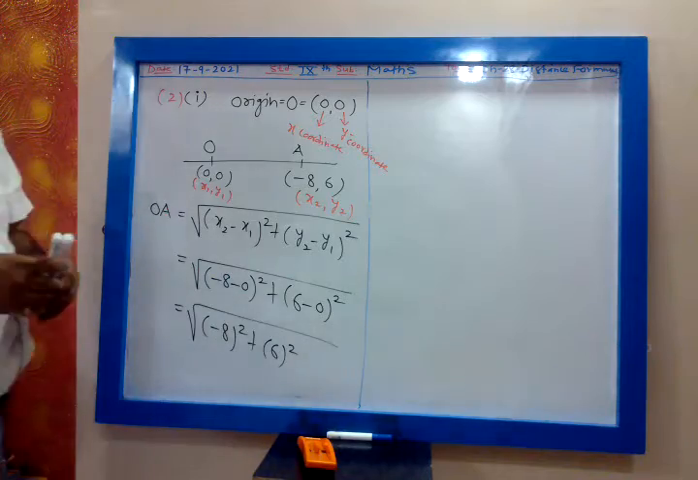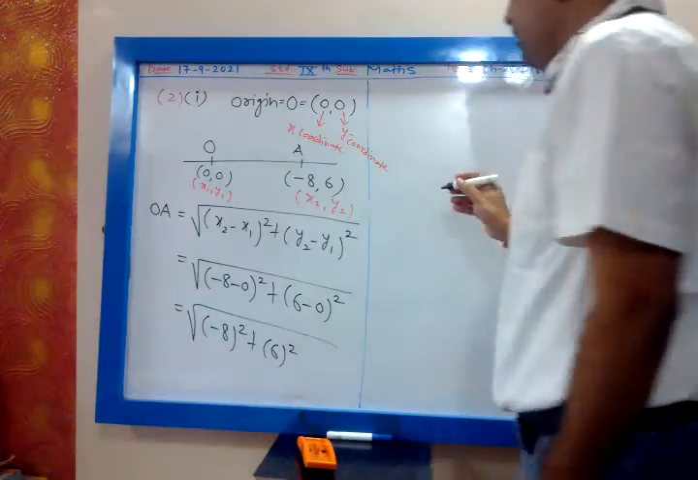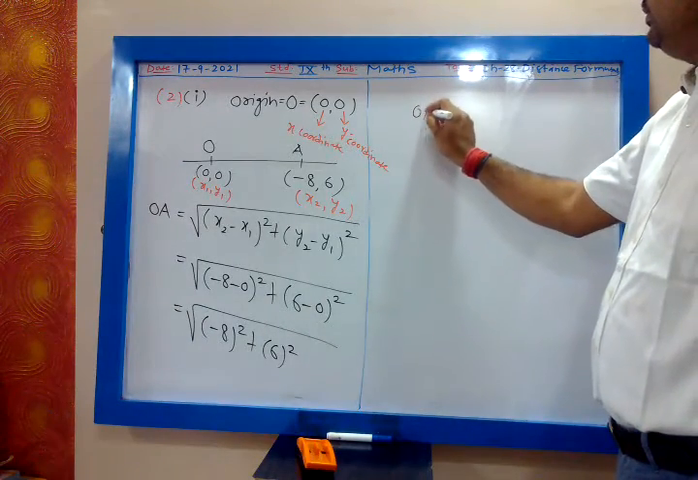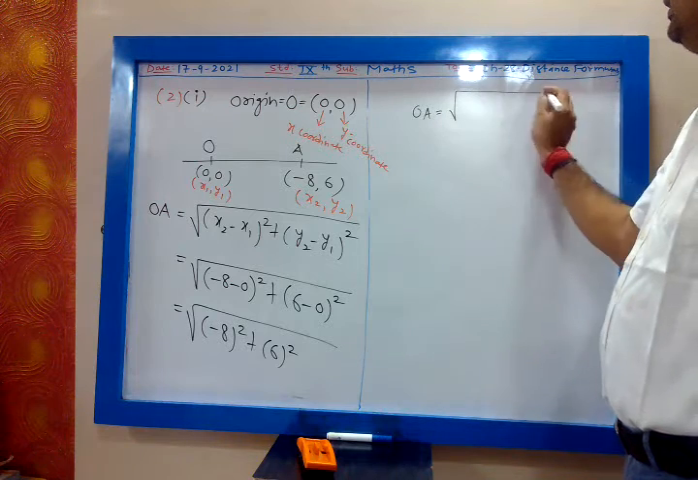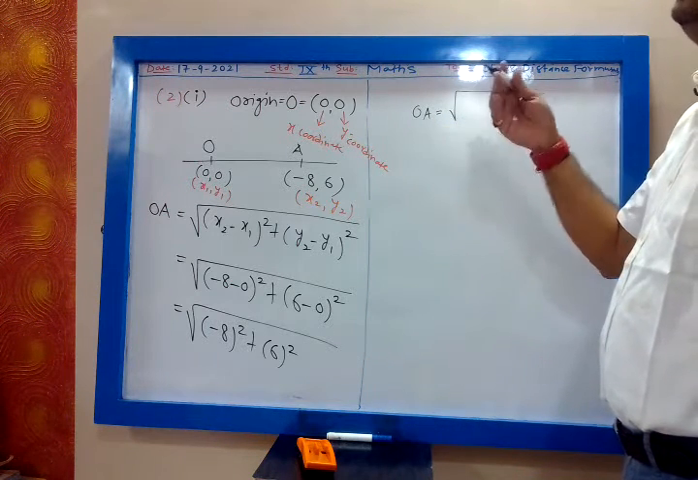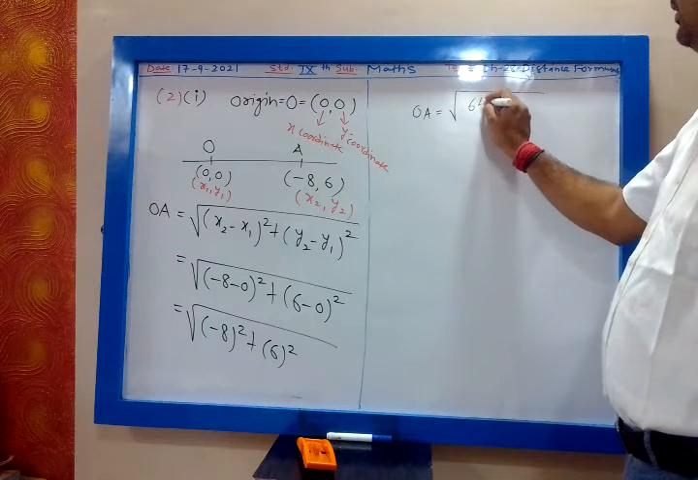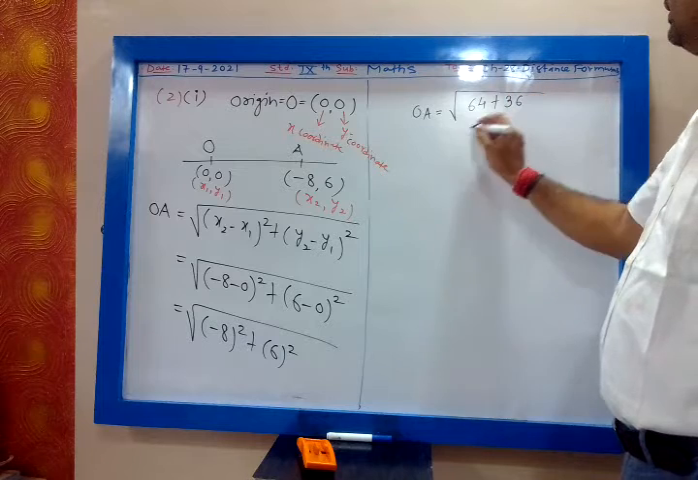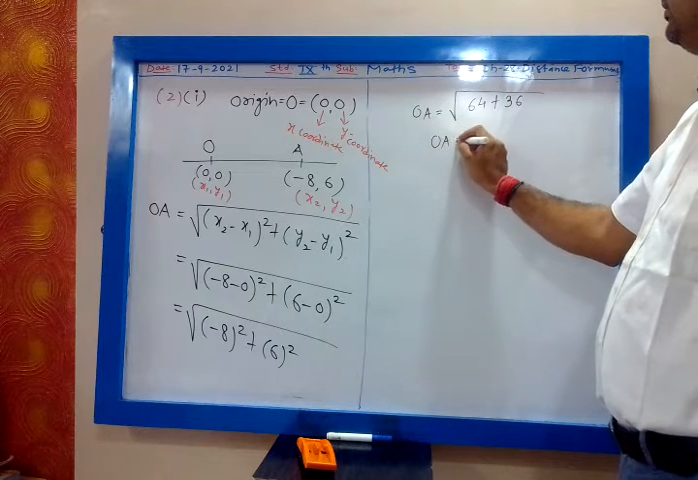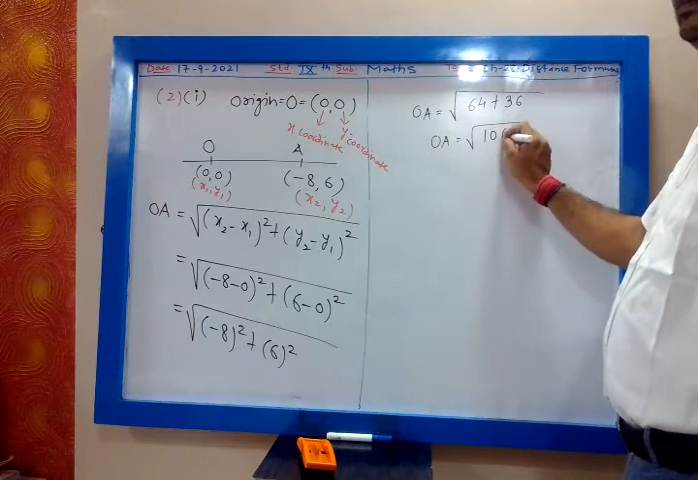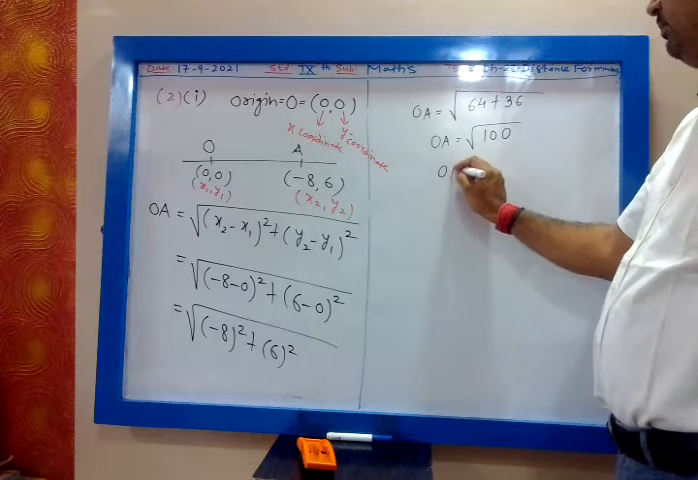Simplify. So OA will be minus 8 square, which is same as 8 square, 64, plus 36. So OA will be square root of 100, correct? So OA will be plus minus 10.